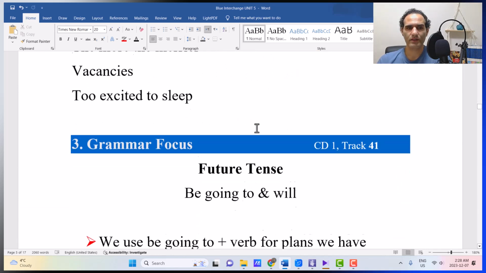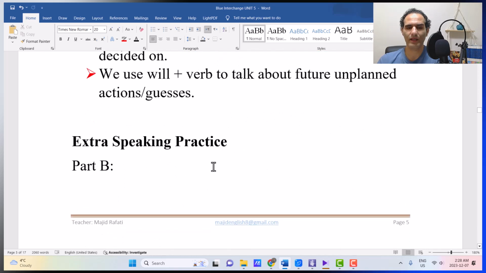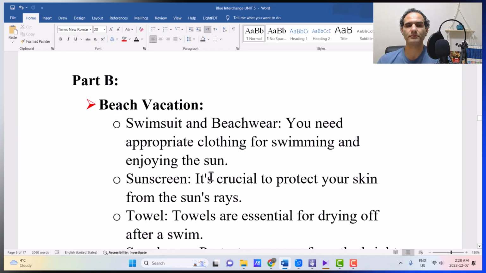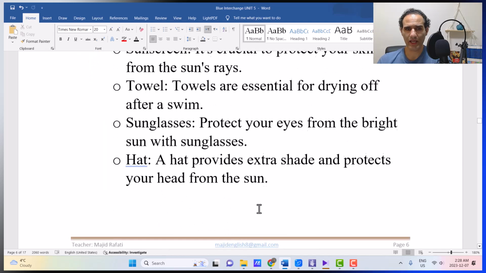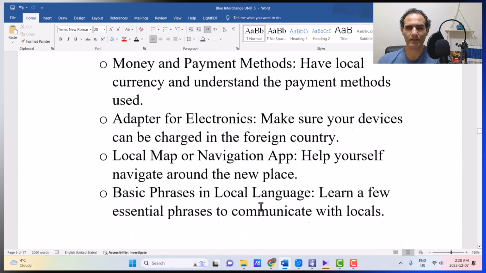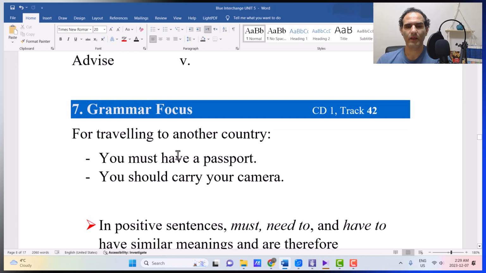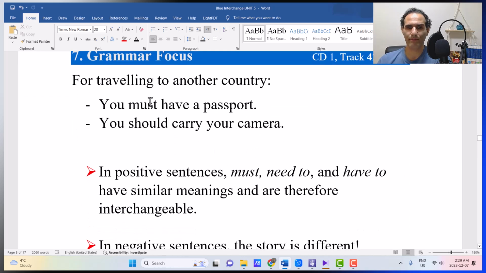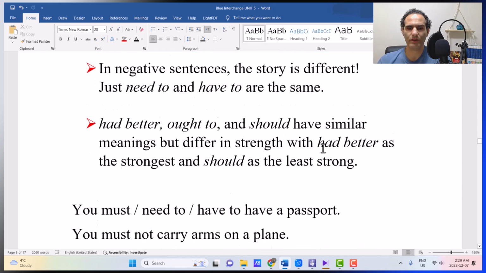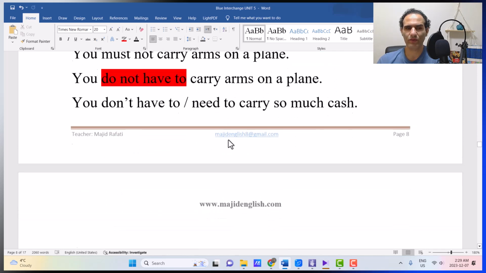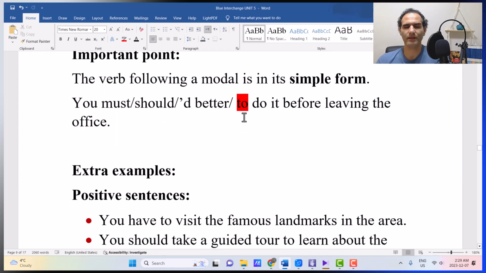In the conversation, nothing new. Will and be going to, I told you about that. Iconic landmark, beautiful. Authentic French cuisine, beautiful. Here again, more vocabulary about trips and things. Advice, I told you about them. Grammar focus talking about must, should, and their counterparts. I told you that they are followed by a simple verb form, not by to or anything like that.